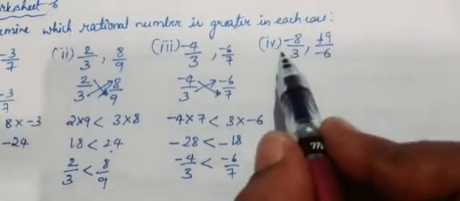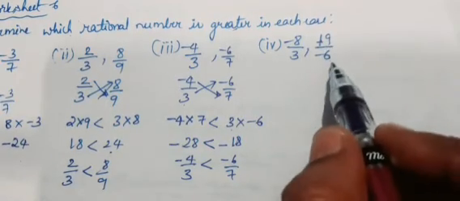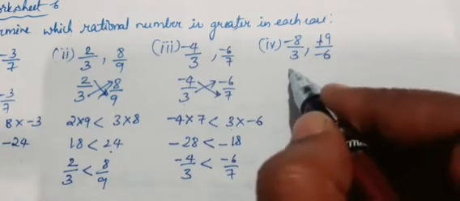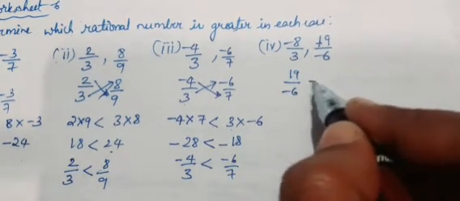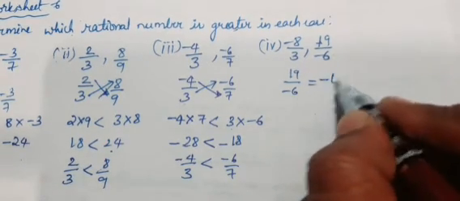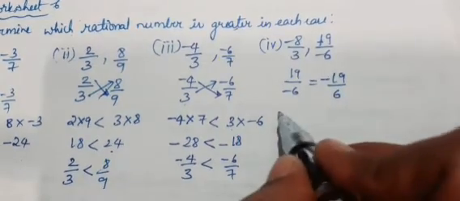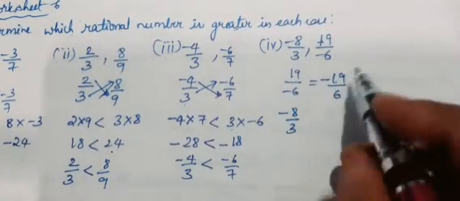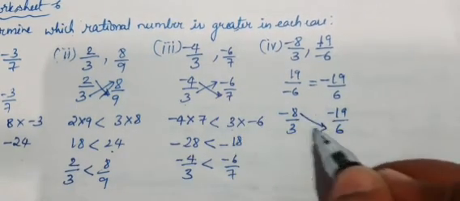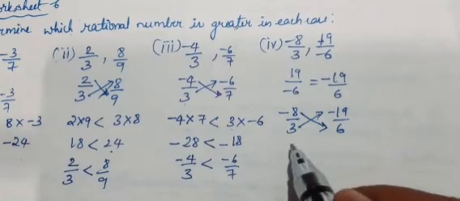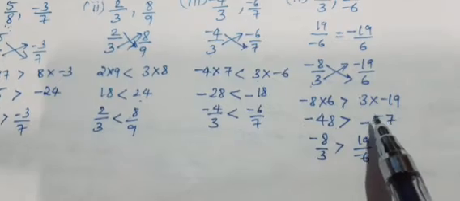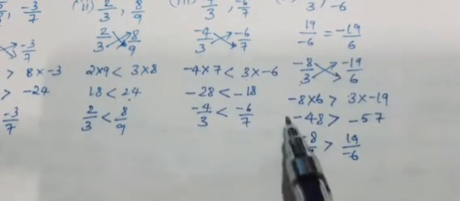Children, next pair is minus 8 by 3 and 19 by minus 6. The first rational number is in the standard form, whereas 19 by minus 6 is not in the standard form. To make it in the standard form, take minus sign to the numerator. Now, I have to compare minus 8 by 3 and minus 19 by 6. To compare, first step is cross multiplying. Minus 8 into 6 and 3 into minus 19.